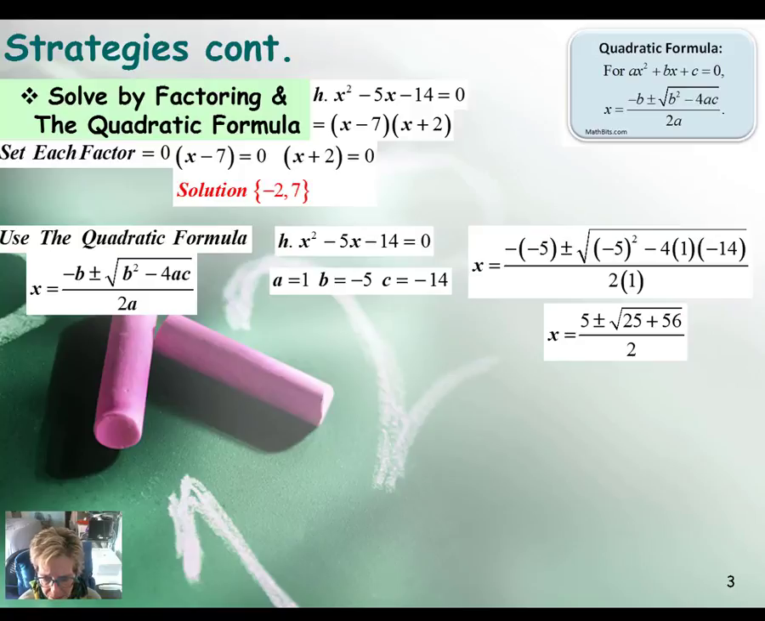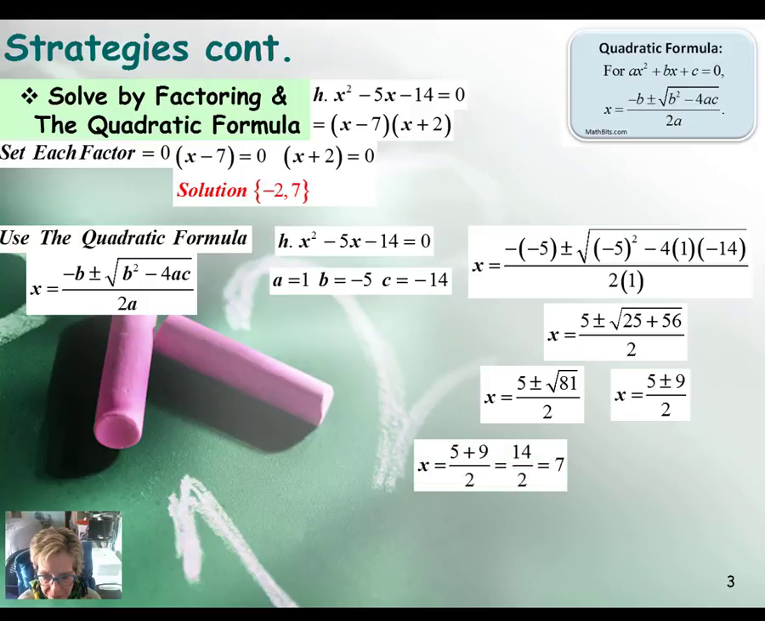It's very easy to make a mistake with the signs that we're going to be using. I simplify the radicand, and I get 5 plus or minus 81 over 2. 81 is a perfect square. I know you have those memorized by now. And my answer is 5 plus or minus 9 over 2, which gives me 5 plus 9, which is 14 over 2, or 7, exactly what you saw in the solution when you factored. And 5 minus 9 equals negative 4 divided by 2, and I get negative 2.